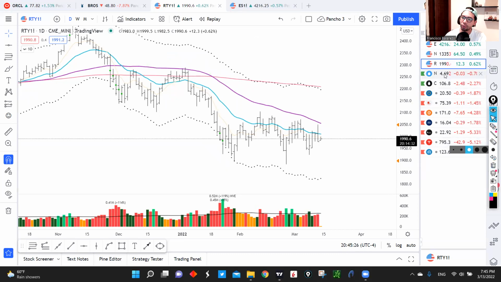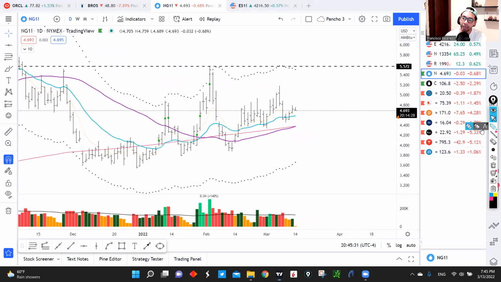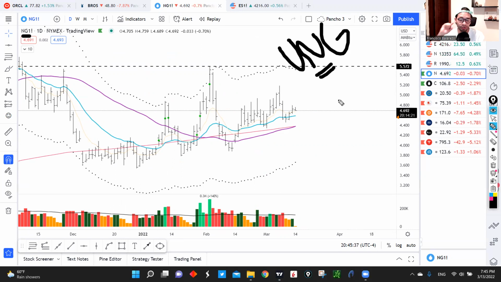First of all, let's start here with natural gas. This is the natural gas futures, right? This is NG. And if you want to trade an ETF, you can take a look at UNG. But for me, I always find it easier to do my charting work on the futures contracts, since there's a lot more liquidity in these products.